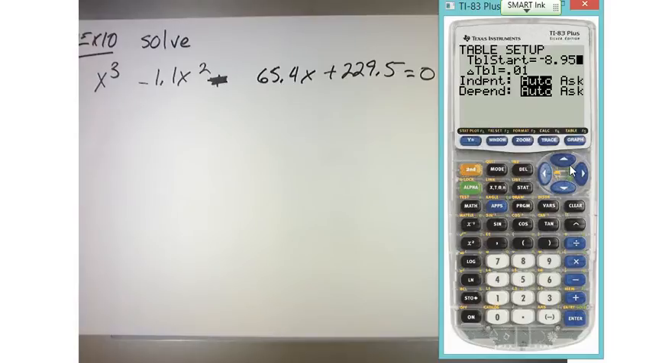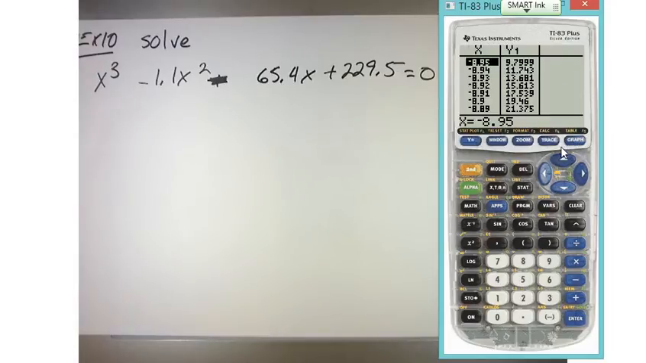-8.95. Now when I get here, I could see that if I go a little bit closer this way, see how it's getting smaller? See how the X values are counting? See how the Y values are getting smaller? And then I can hone in on it. See how I did that? So that's what you would need to do.